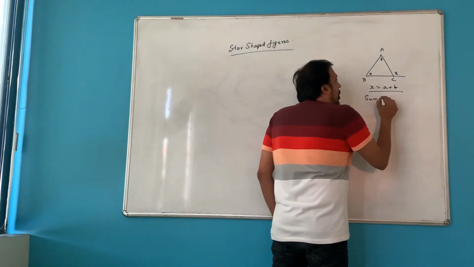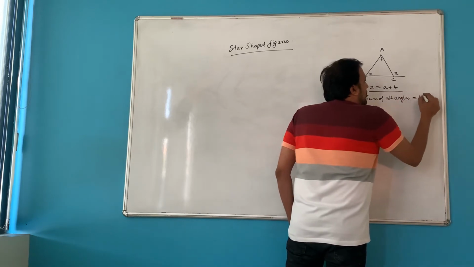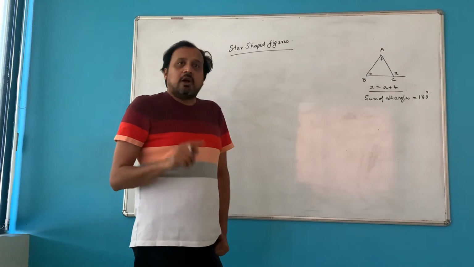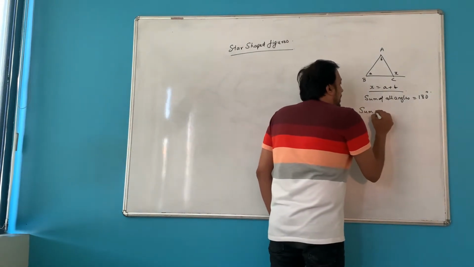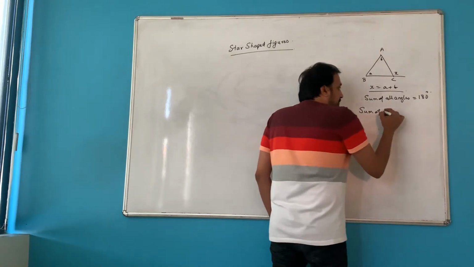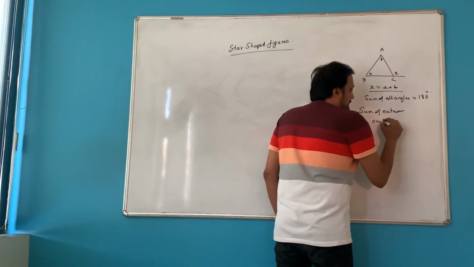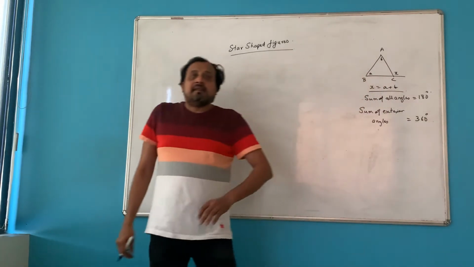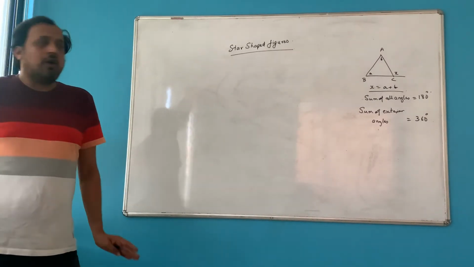Sum of all angles would be equal to 180 degrees. Now these angles are essentially nothing but your interior angles. Sum of exterior angles would be equal to 360 degrees. Sum of exterior angles of any polygon.